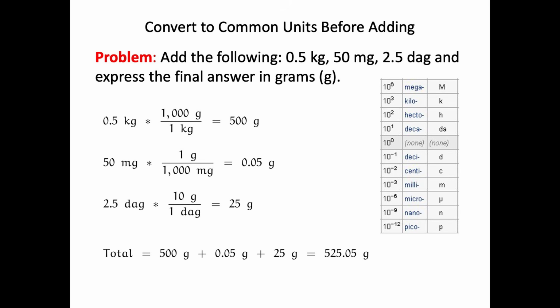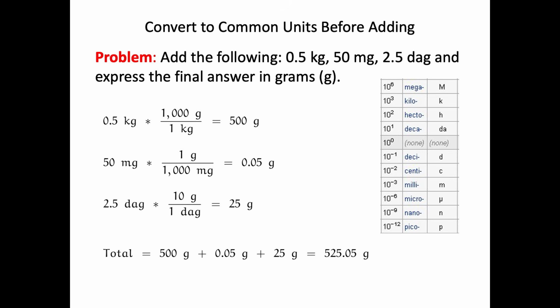Lastly, let's do the 2.5 decagrams. We'll go to the conversion table, and we see that deca is greater than grams by a factor of 10. So it's a 10-fold increase, meaning there would be 10 grams to get up to just 1 decagram. So let's multiply 2.5 decagrams by the 10 grams per 1 decagram. So decagrams cancel. 2.5 times 10 is 25.